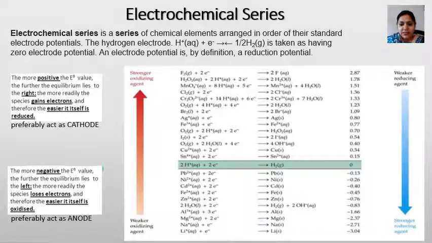Electrochemical series. The electrochemical series is a series of chemical elements which are arranged in order of their standard electrode potential. We have already discussed that the standard electrode potential is the electrode potential under standard conditions, like the metal should be pure, the molarity of the solution should be unity, etc. And the electrode potential can be of two types, either reduction potential or oxidation potential.